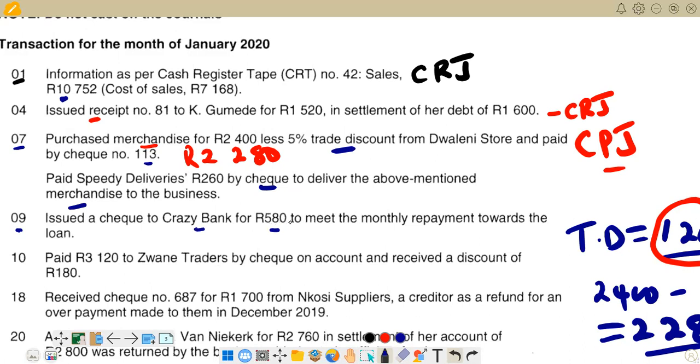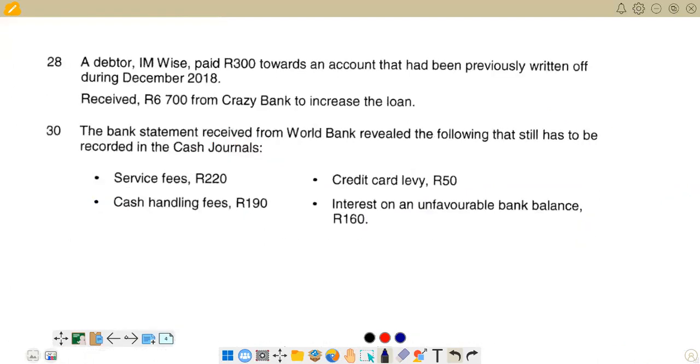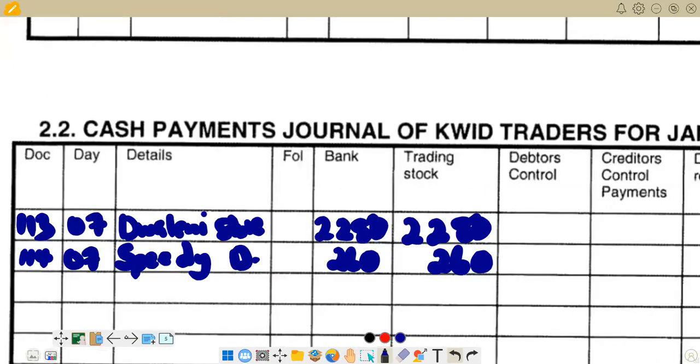We put it in the column for bank, and also it's going to affect the loan. And you'll see that the loan is not part of the columns that we are given there. So it means we are going to put this figure under the sundry accounts. So this is what we have, and then we can take note of the date, it's 9, and then we enter that one. So let's go to the other section and put that one on the cash payment journal again, because this is a payment.